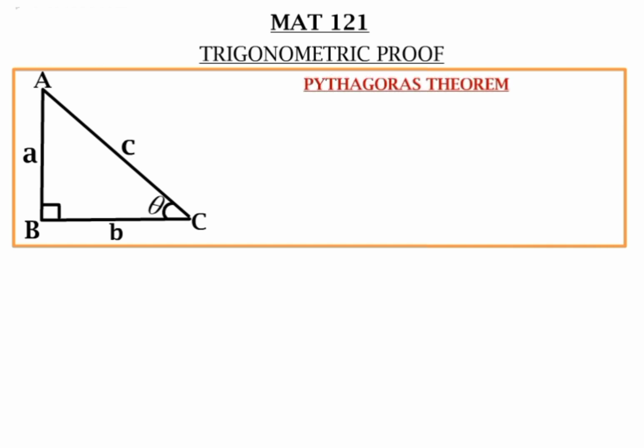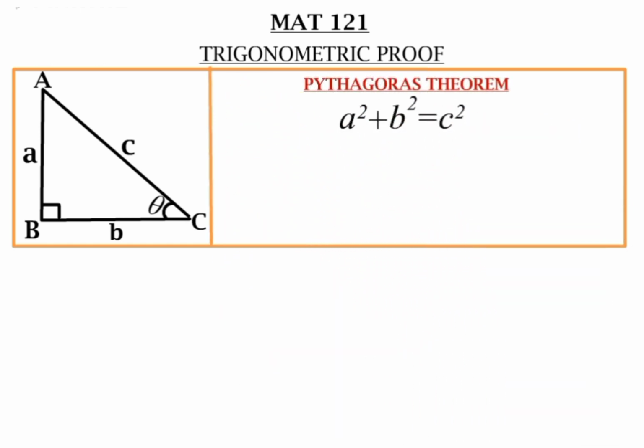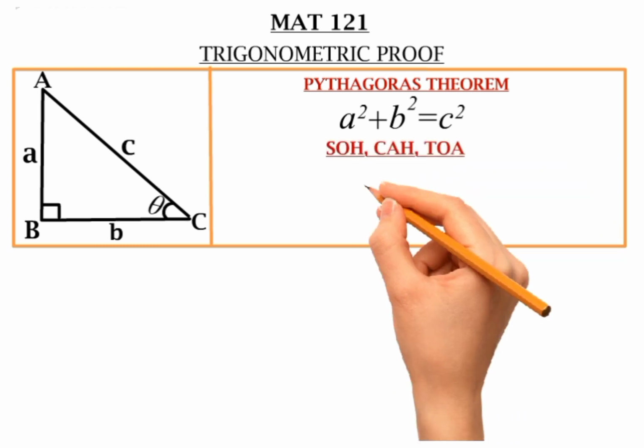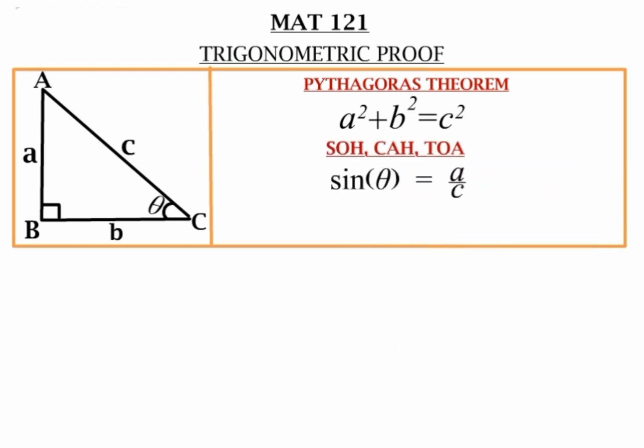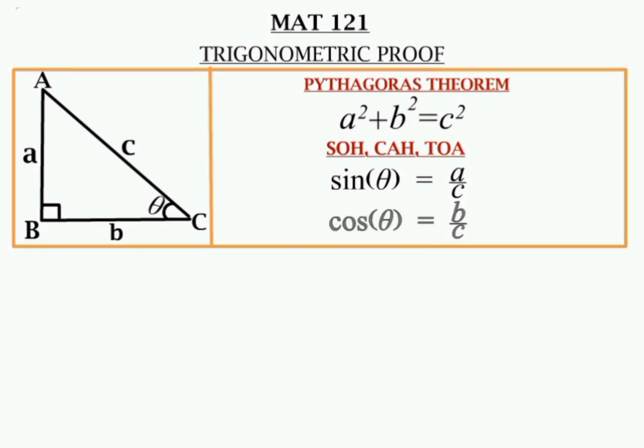Also, we have the Pythagoras theorem and the trigonometric operations with respect to the sides. We call them SOH, CAH, TOA. SOH is an acronym for sine opposite hypotenuse. CAH is an acronym for cosine adjacent hypotenuse, while TOA is an acronym for tangent opposite adjacent. With the given right-angled triangle, we have a well-defined expression for each.